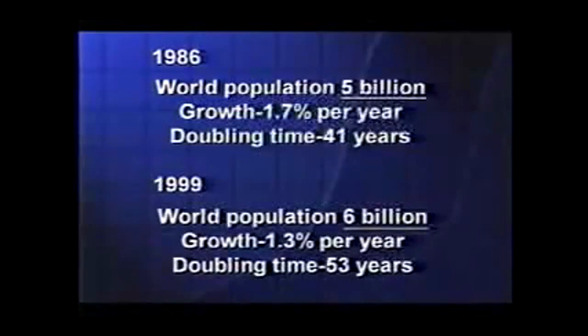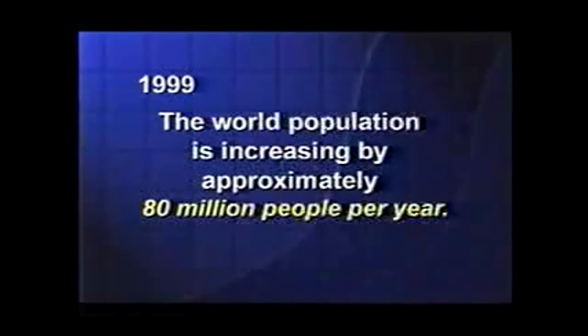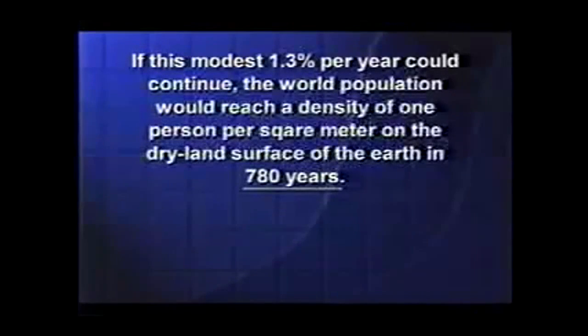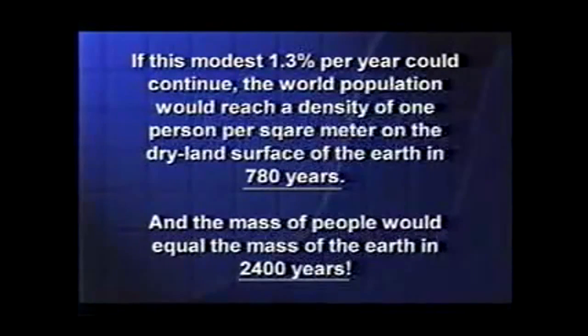More recently, in 1999, we read that the world population had increased from 5 billion to 6 billion people. The good news is that the growth rate had dropped from 1.7% per year to 1.3% per year. The bad news is that in spite of the drop in the growth rate, the world population today is increasing by something over 80 million people every year. Now, if this modest current 1.3% per year could continue, the world population would grow to a density of 1 person per square meter on the dry land surface of the earth in just 780 years, and the mass of people would equal the mass of the earth in just 2,400 years.